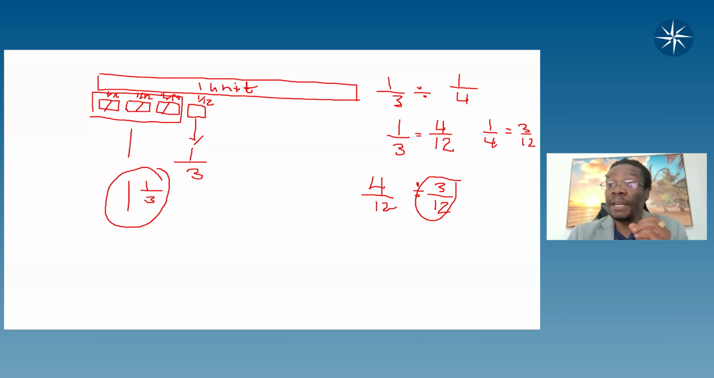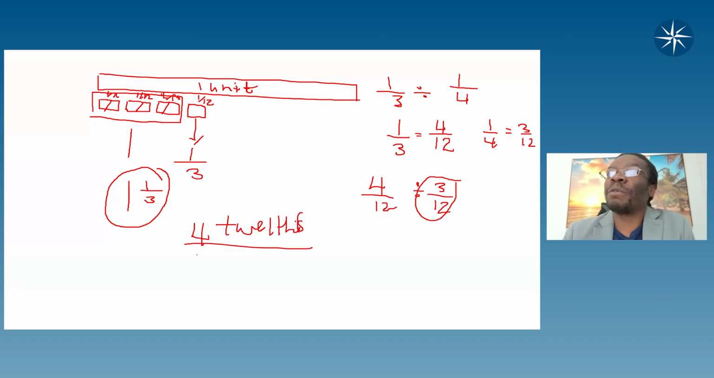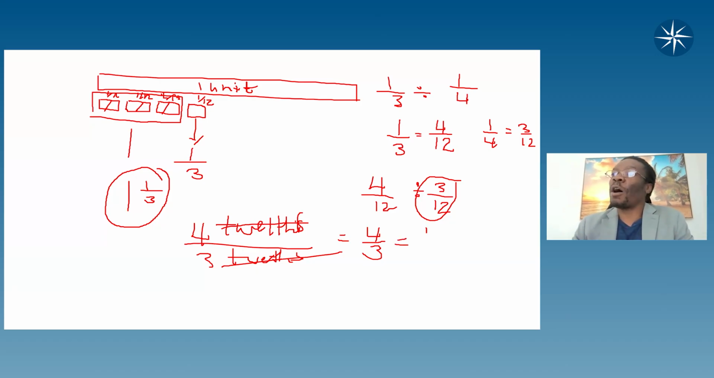Let's apply this mathematically. So this is 4/12 divided by 3/12. The 12s cancel. 12s into 12s is 1, so that cancels, leaving us with 4/3, which is 1 and 1/3. Now let's apply change, keep, flip. 1/3 times 4/1 is 4/3, which is 1 and 1/3.